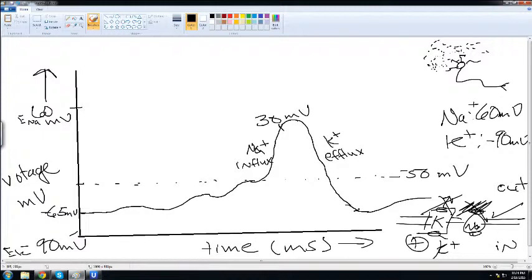So this is what we call an action potential. And it's called this because it is a potential that is very, very big, and it is used to communicate information that results in basically neural activity at the axon terminal.